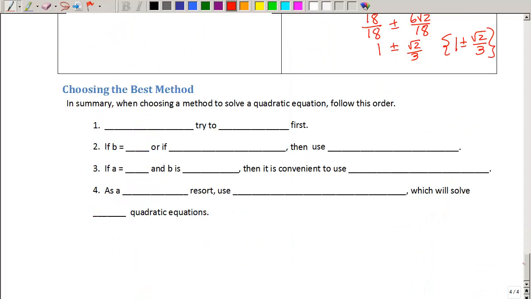Lastly, I'd like to summarize how to choose the best method. We mentioned this as we went along. Now that we have all 4 methods, I'd like you to follow this order. First step, always try to factor first. Secondly, if b is equal to 0, or if you have an expression already squared equals some number, then I want you to use the square root method. If neither of those two things work, and a is 1, or you can get a to be 1, and b is even, then it is convenient to use completing the square.